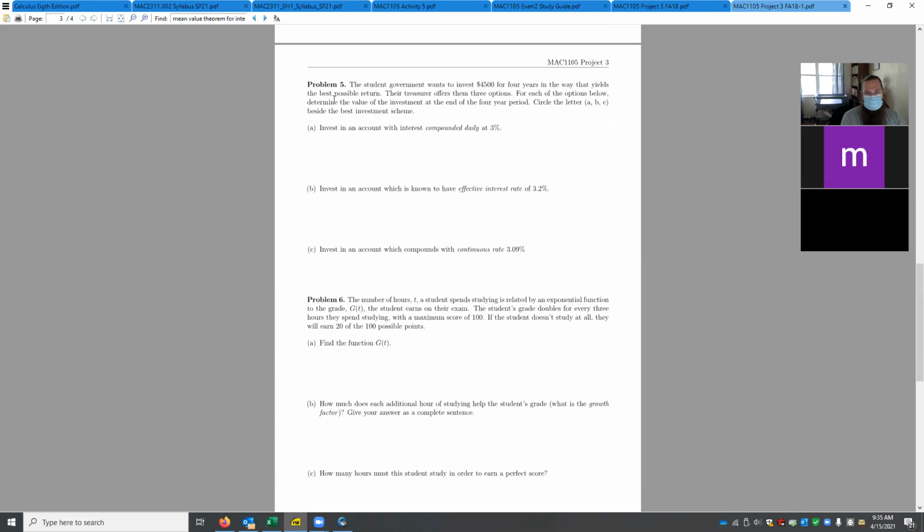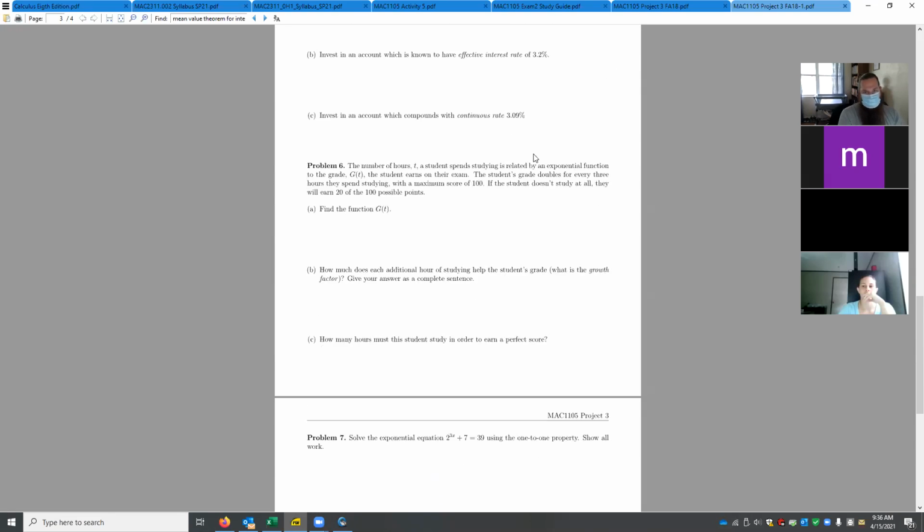So problem 5 here, you've got 3 different ways to invest some money. You've got $4,500 to invest for 4 years, and you have to pick which one of these will give you the best return. You can put it into an account that has interest compounded daily at 3%, into an account that has an effective interest rate of 3.2%. Don't care what the scheme is, we just know the effective rate. And then our last option is to put it into an account with continuous compounding, or compounding with a continuous rate of 3.09%. So one of these is better than the other two. Which one gets us the most money?